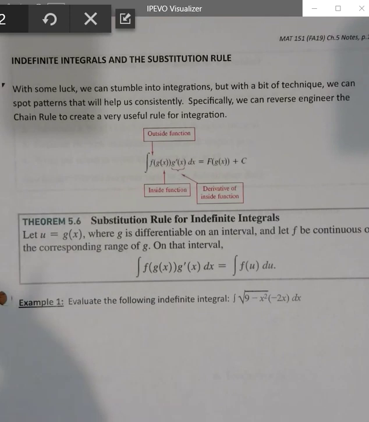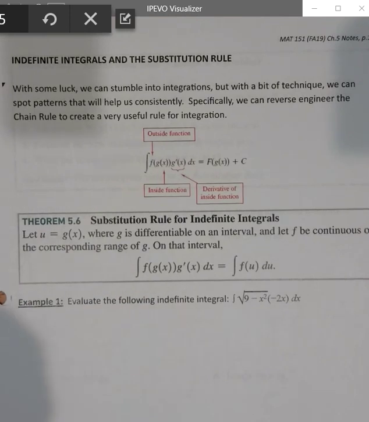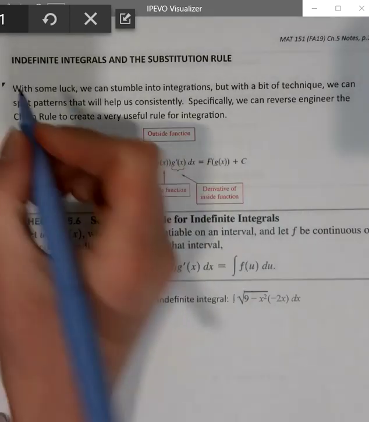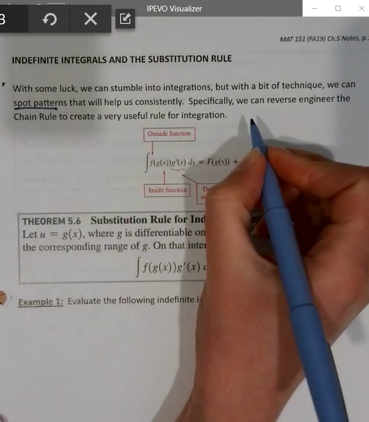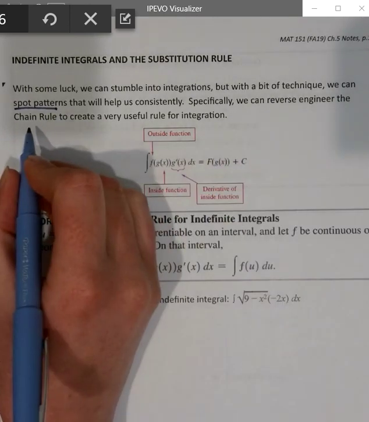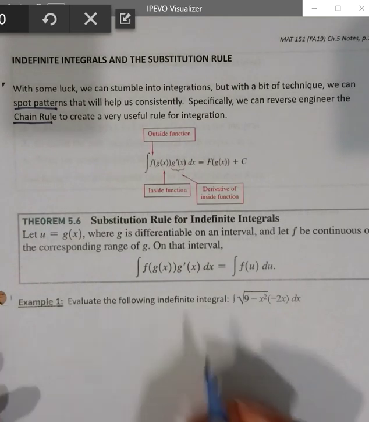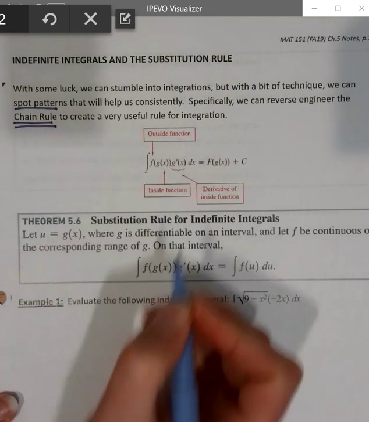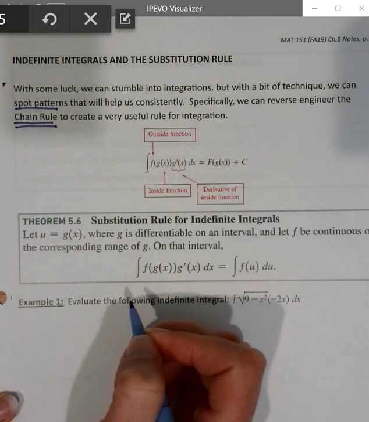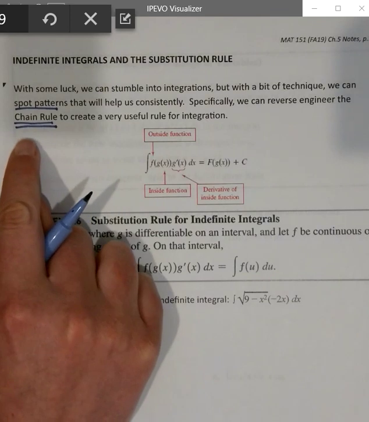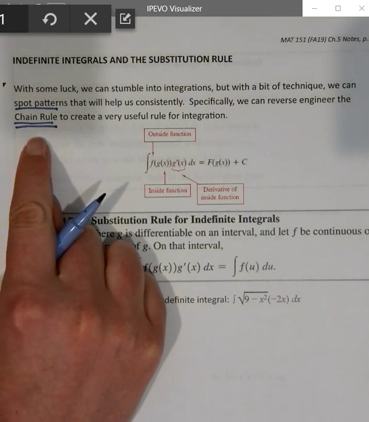All right, so it says, with some luck, we can stumble into integrations. With a bit of technique, we can spot patterns that will help us consistently. So we want to spot some patterns, and specifically, we want to reverse engineer the chain rule to create a very useful rule for integration. Once we had the chain rule for differentiation, we used it almost all the time. Almost everything has a chain rule, has an inner function. And so that's the first thing that we're going to need to undo when we integrate: undo something that was the chain rule.